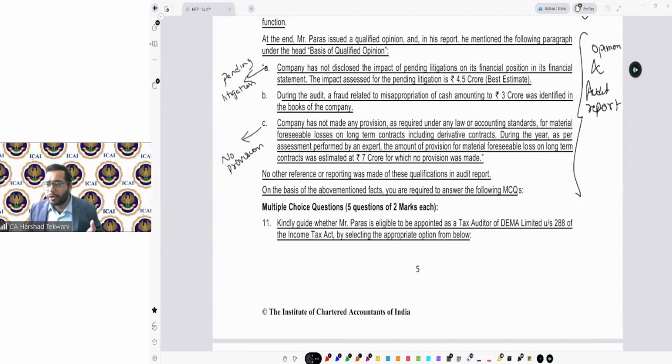3.4 is related to other topics like compliance of 185, 186. 3.5 again is public deposits. 3.6 is cost records. 3.7 is statutory dues. There could be multiple reporting requirements within the para. I'm not saying there will not be, but the para will be around one single particular subject matter. Para 3.9 talks about repayment of dues.